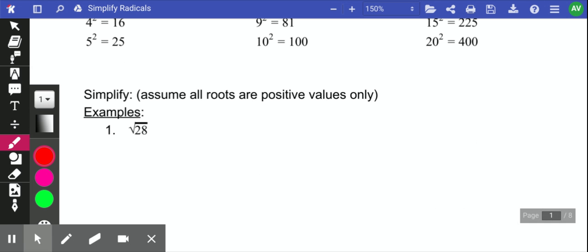So let's get some practice simplifying square roots. This is not the first time that we are doing this. We have simplified square roots before. So let's look at the square root of 28.